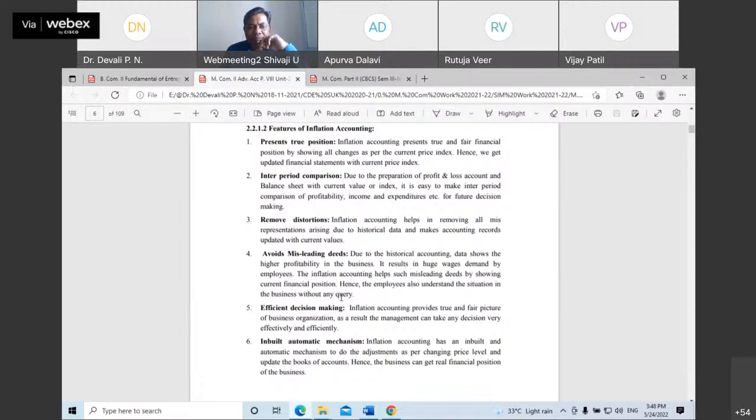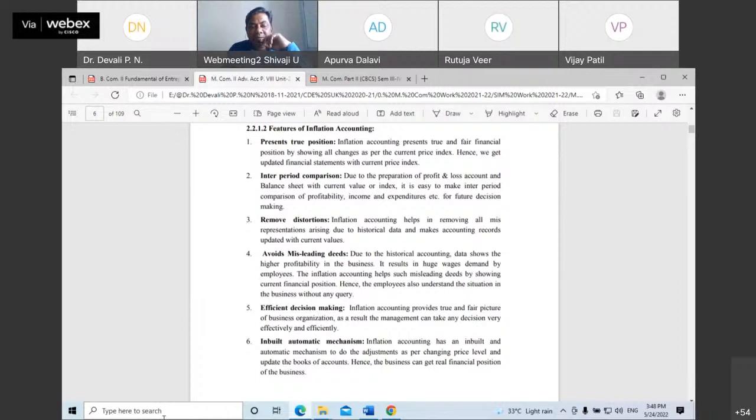It cannot happen. Another part is efficient decision making. It means that if you are providing a true and fair picture of your business organization, it will be very easy to take certain decisions regarding the management. And that is why, if we are getting such information at the right time, we will take very effective decisions in respect of this.